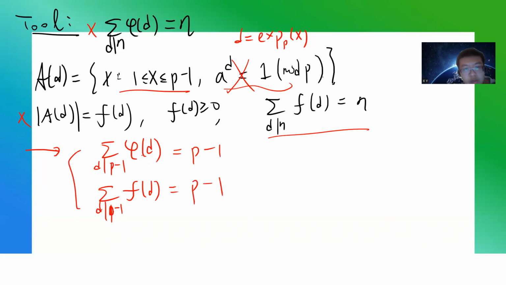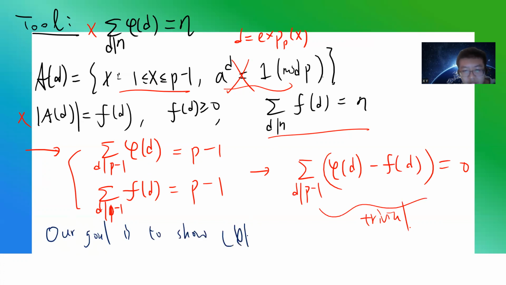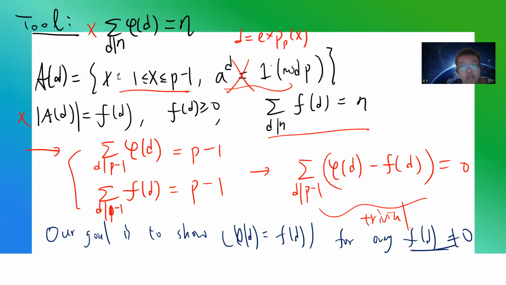Okay, and you combine the two equations, and you get the following. Okay, so this is trivial. So our goal, basically it's just one thing, right? Our goal is to show phi(d) equals f of d for every d where f of d is non-zero. This is enough, right? If you prove that for every d where f of d is non-zero, it basically means that this small reduced system of d has exactly phi(d) numbers, which finishes our proof.